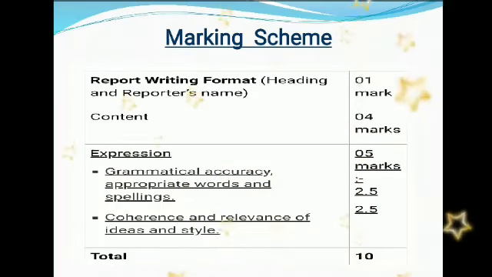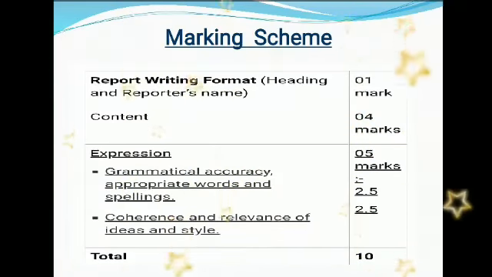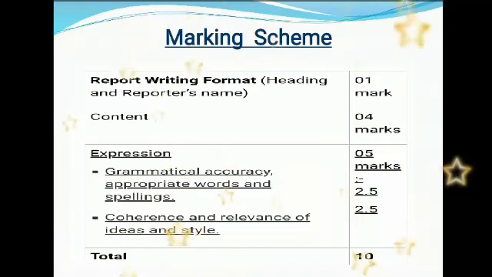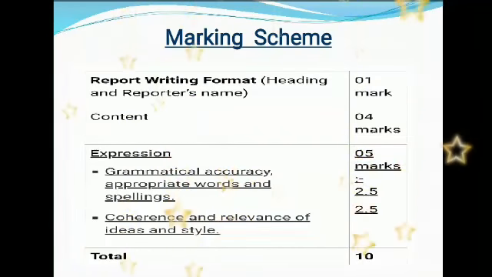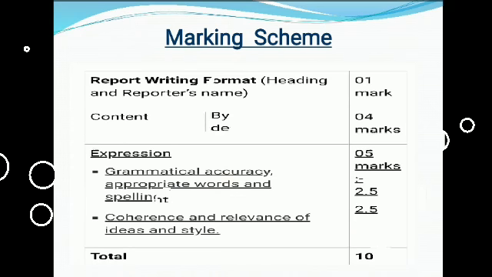And the marks in the expression are classified in the following way. The first point, grammatical accuracy, appropriate words and spellings, 2.5. And the next point, as a criterion for marking, coherence and relevance of ideas and style, 2.5. So in total, the question on this writing task will carry 10 marks.